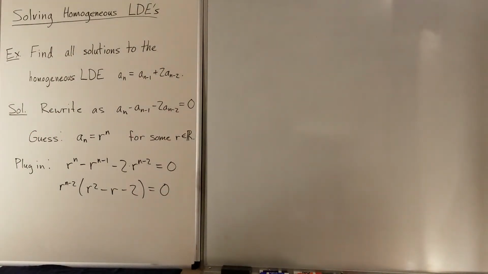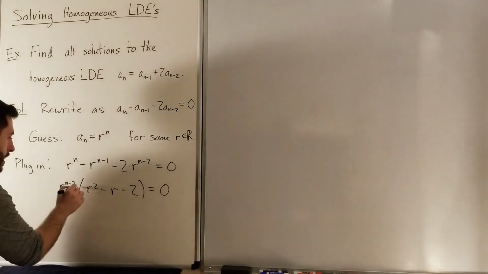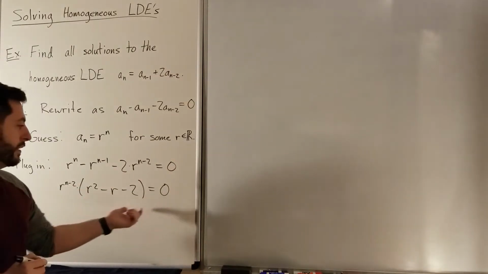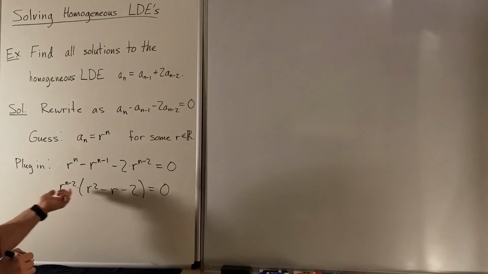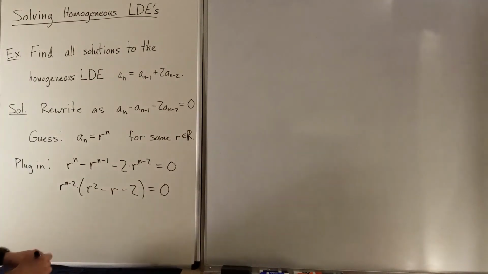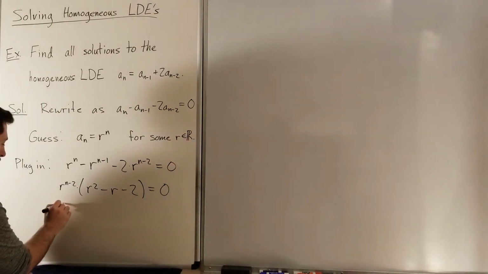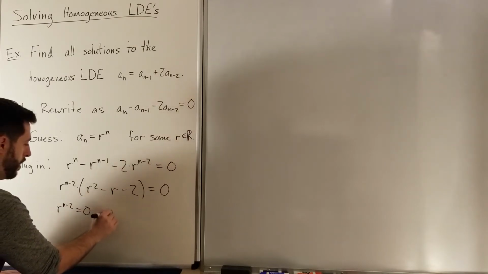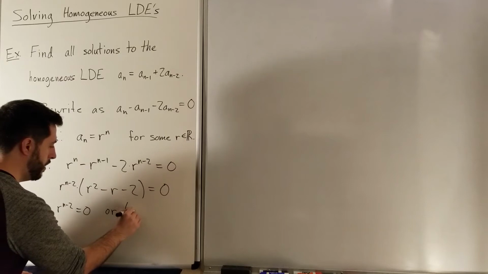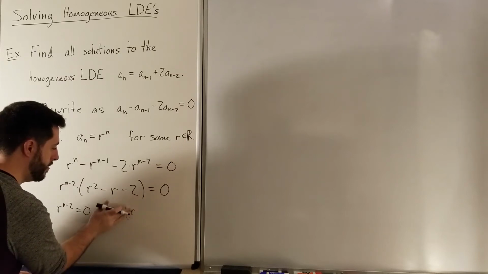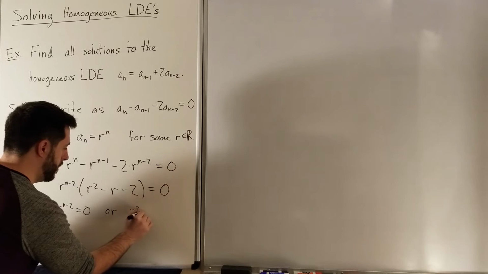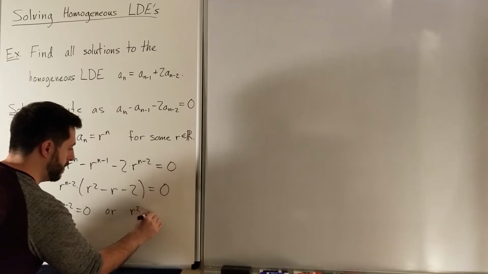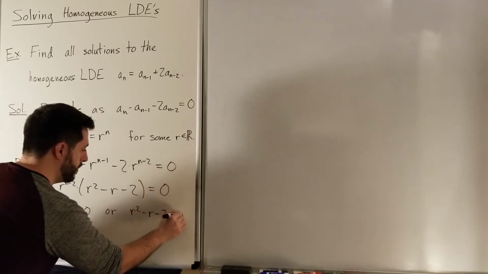Okay, why does it help us to factor this? Well, for standard solving polynomial reasons, if you can factor a polynomial that's set equal to 0, then that means that one of the factors must be 0. So either r to the n minus 2 equals 0, or this other piece, r squared minus r minus 2 is equal to 0.